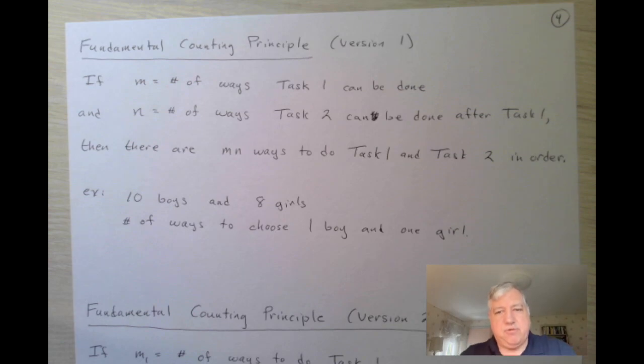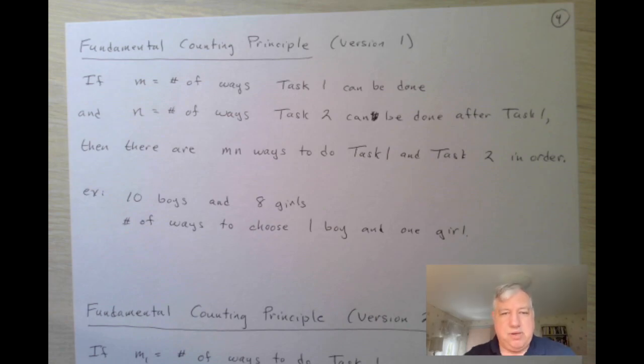I'll give you the version that appears in your text, version 1, which says that if you have two tasks, and you know there are m ways to do task 1 and n ways to do task 2 once task 1 has been done, then there are m times n ways to do task 1 and task 2 in order. Okay? And that seems to be maybe straightforward.